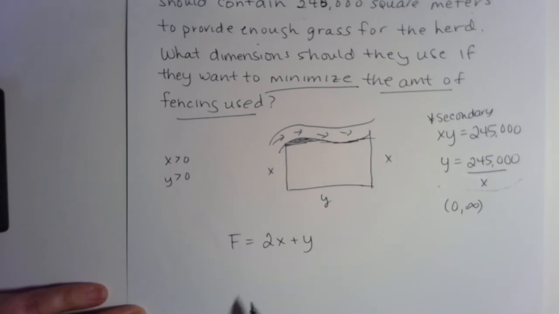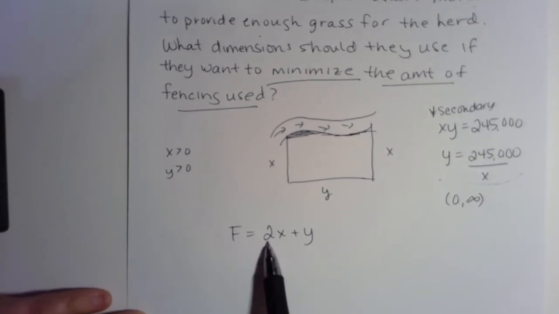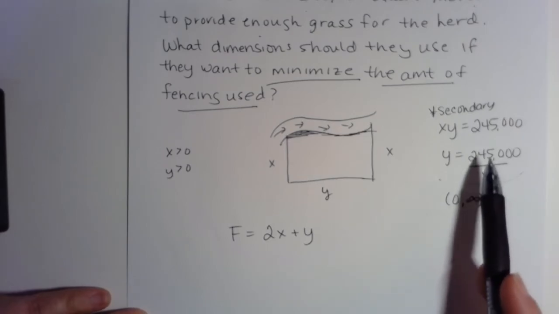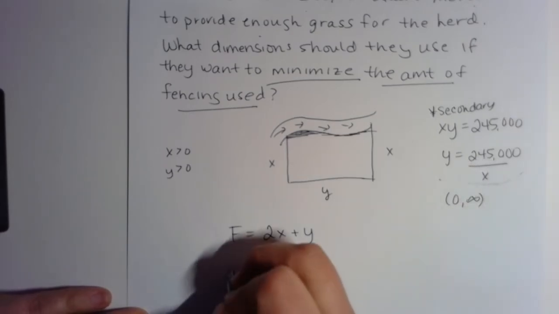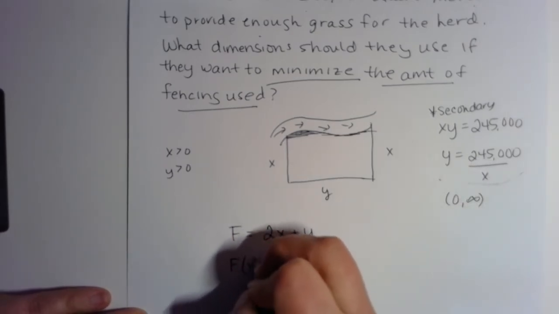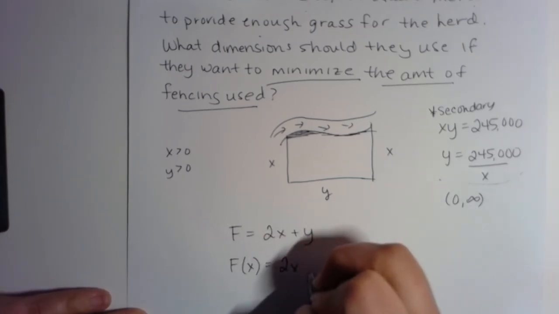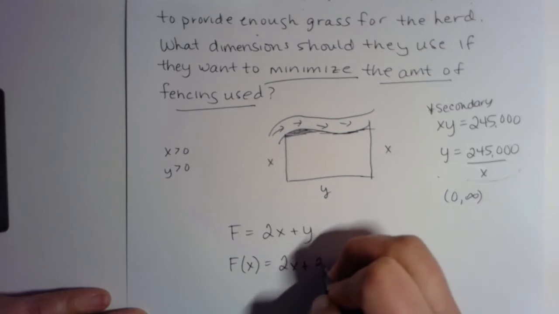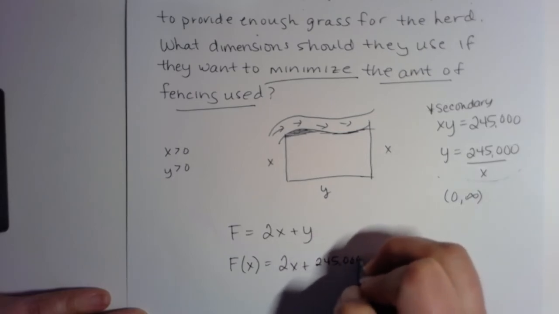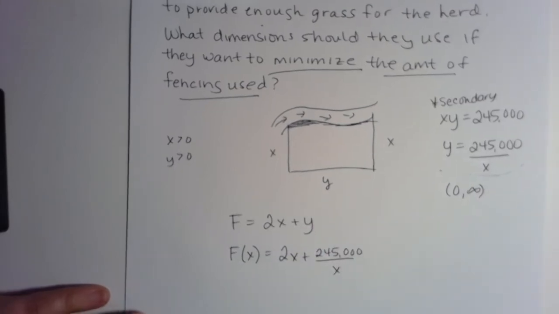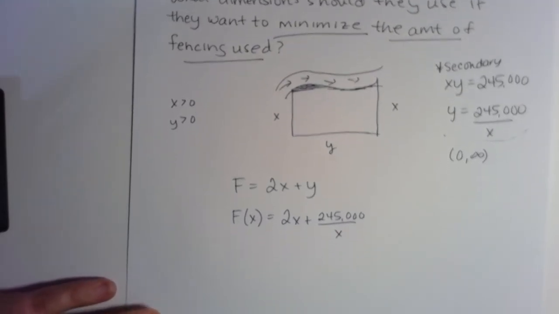So now I want to come back to this. This is the one I want to do my calculus on, but I don't want to use it in two variables, so I'm going to substitute in this for my y. So I'm going to call this my F of x, capital F, meaning fence. So I have 2x plus 245,000. I apologize in advance if I drop a 0. That's a lot of zeros, okay?